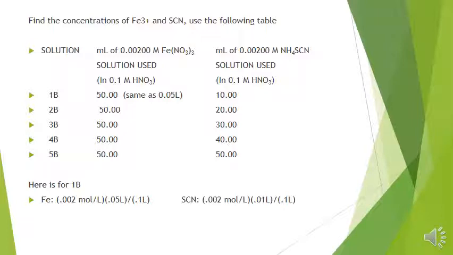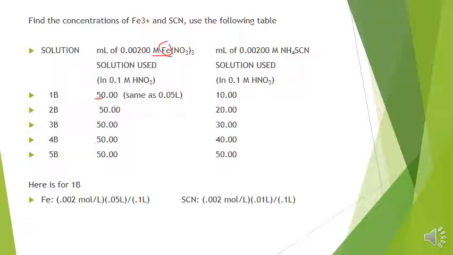You take, for 1B, I took 50 mils of 0.002 molar iron nitrate, and really just concentrate on Fe. And then we put it in a 100 ml solution. So you added 50 mils of the nitric acid. So what is the molarity of the iron in this 100 mils?